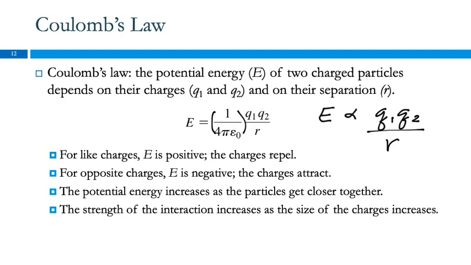If the charges are opposite, we have a positive and a negative, then E is negative, and as the particles get closer together, the potential energy increases in magnitude. So as R gets smaller, the energy gets larger. If it's negative, it's getting more negative, which is more stable. So it depends on the distance. It also depends on the magnitude of these charges.